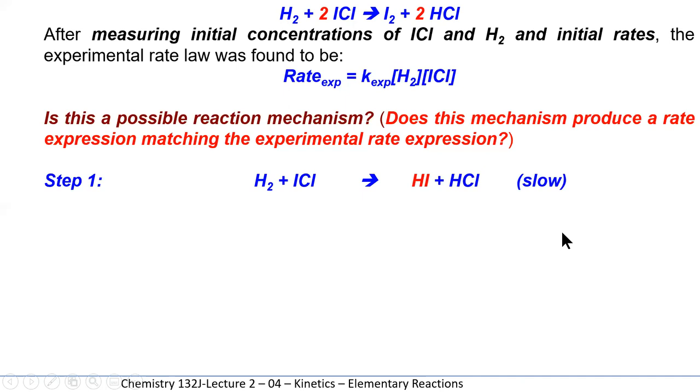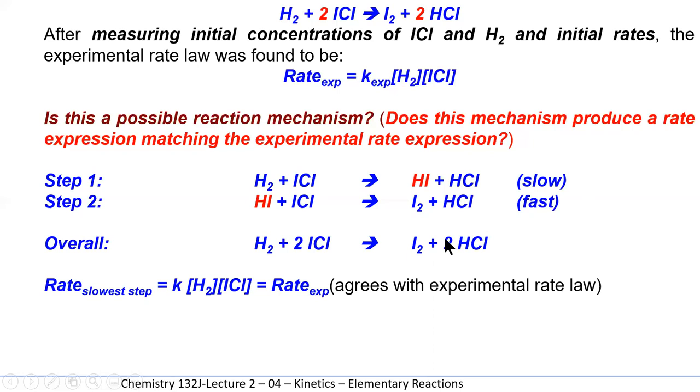So let's look at possible mechanisms here. First step, hydrogen combines with iodine chloride, making hydrogen iodide and hydrogen chloride. It's a single displacement happening here. And this step happens to be fairly slow. The next thing that happens is the hydrogen iodide that's created reacts with iodine chloride, and makes iodine and hydrogen chloride. This is a very, very fast step. So the overall reaction can be expressed by the hydrogen reacting with two ICl to produce iodine and hydrogen chloride. And again, we can group the HCl together, group the ICl together, and cancel the HI.